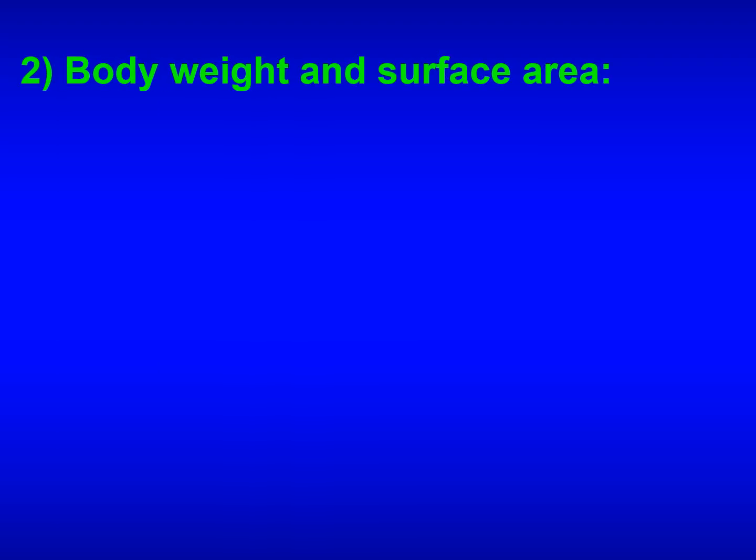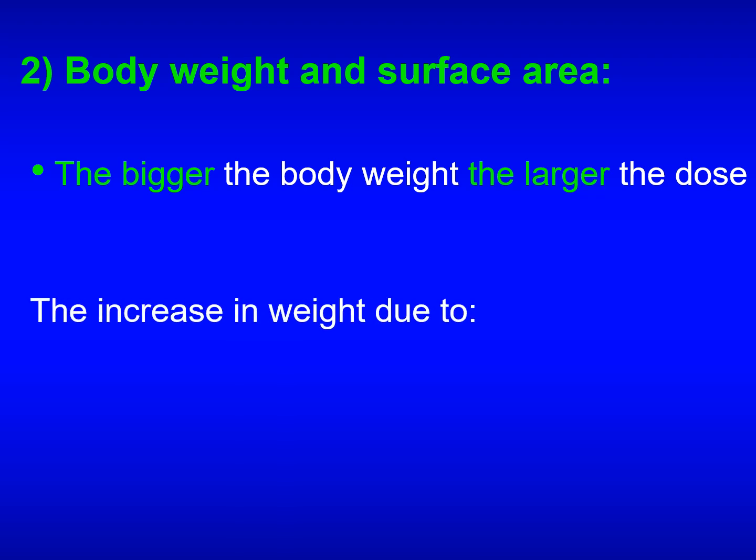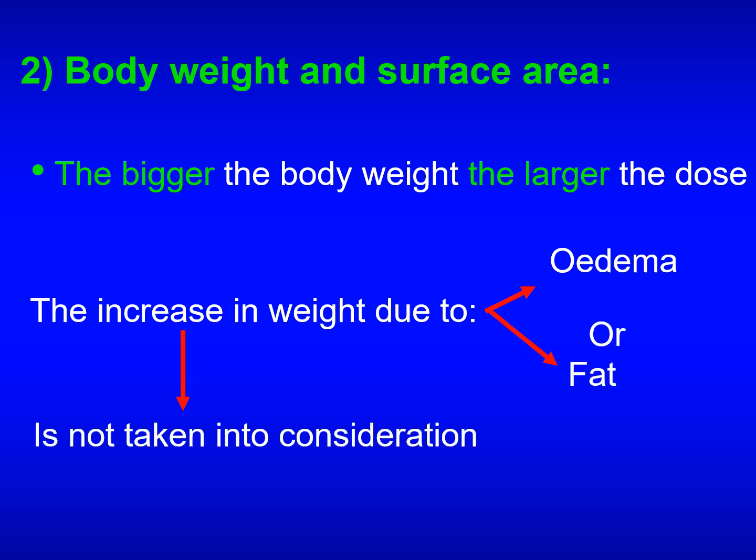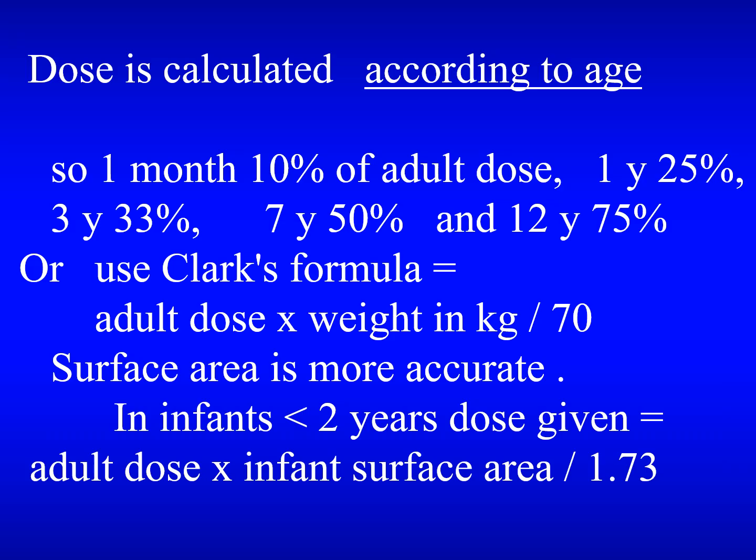Second factor is body weight and surface area. The bigger the body weight, the larger will be the dose. However, increase in weight due to edema or fats is not considered. Surface area is the most accurate parameter for calculation, especially in infants.